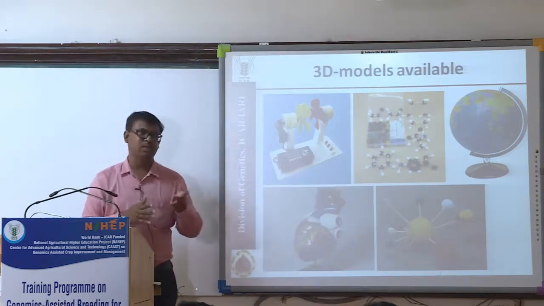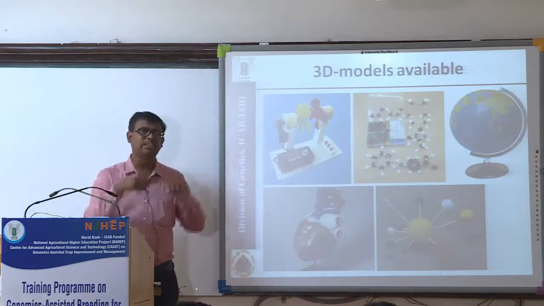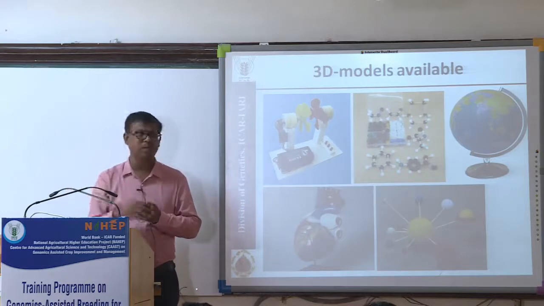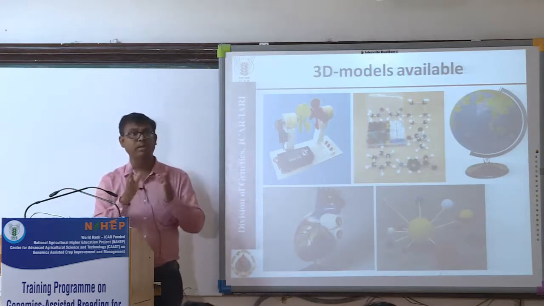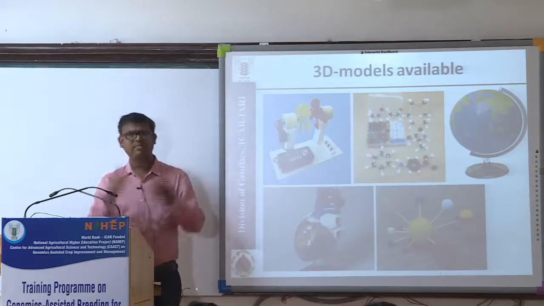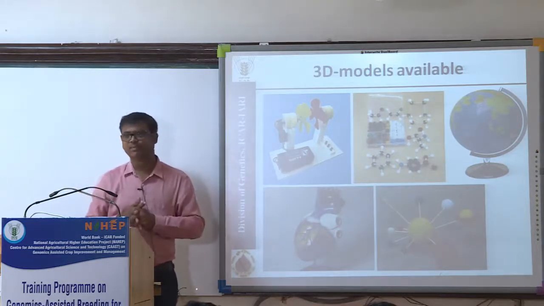Which is not possible in a crop like rice or wheat, because the grains will shatter. You cannot preserve the panicle for a long time, although you can do it. And further, you don't have that much variation as you find in maize in the grain itself. All right. Every crop has its own advantage and disadvantage.